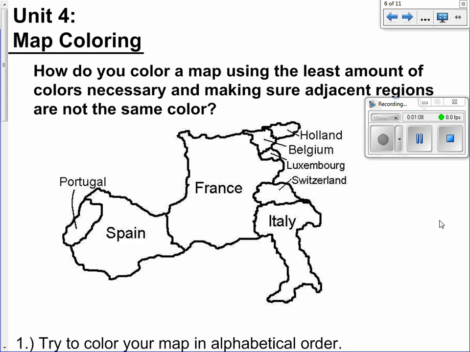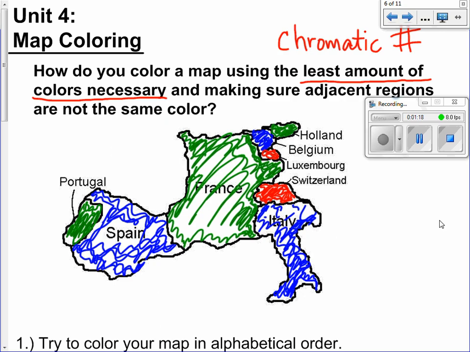So what we're going to do first, I'm going to go ahead and color this map. There we go. All right. And basically the chromatic number is the number of colors that you use. So in this instance, you can see we end up using three colors. We use red, we use blue, we use green. All right. And so the chromatic number of this map is 3, because that's the number of colors that I use.